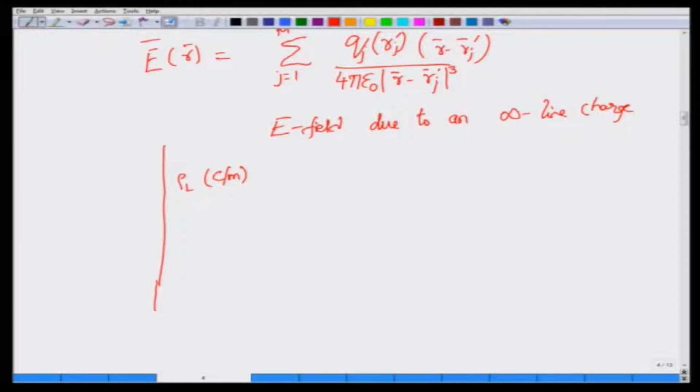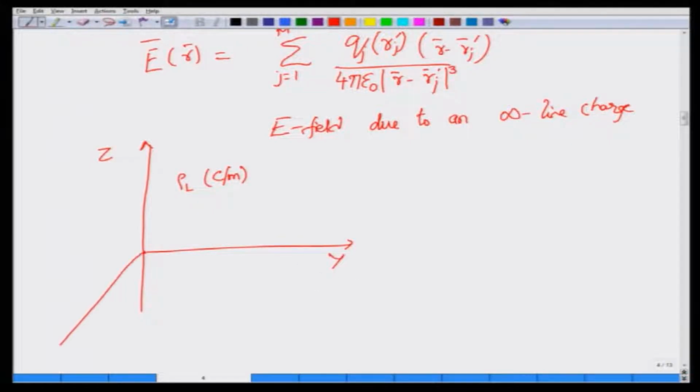I can locate any coordinate system to perform this particular calculation. So, let me say I am going to use the Cartesian coordinate system and I am going to line up my z axis along the line charge. Okay. So, the z axis is along the line charge and I have two other axes out here for me, sorry, this is y axis and this is the x axis.